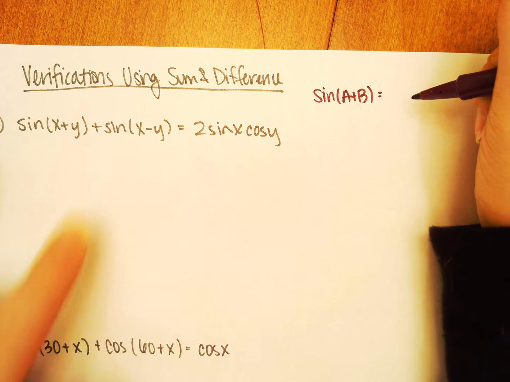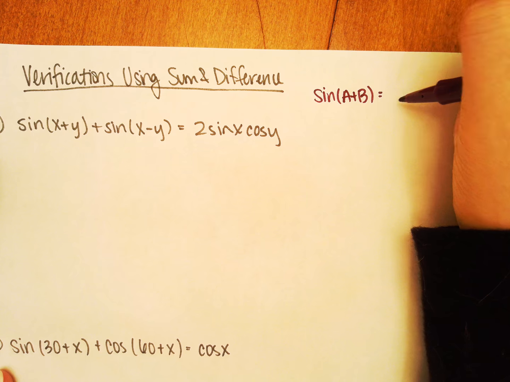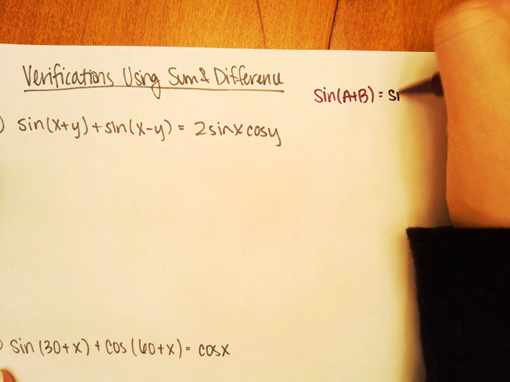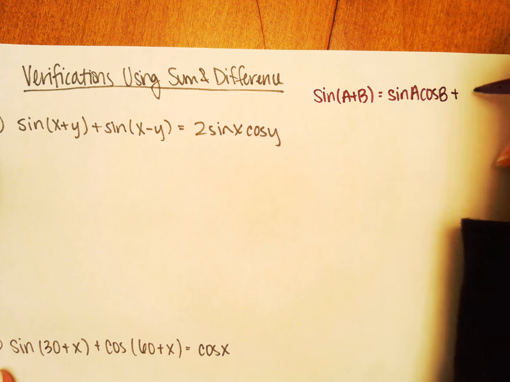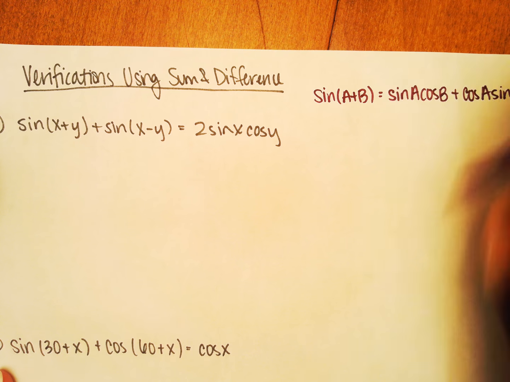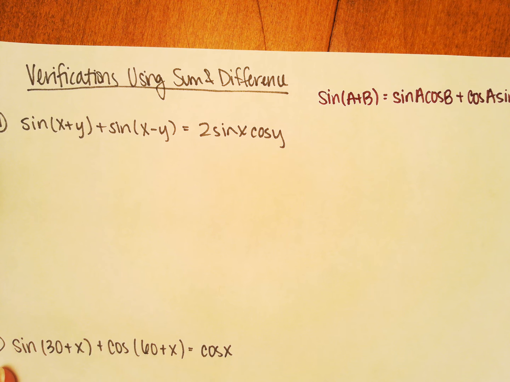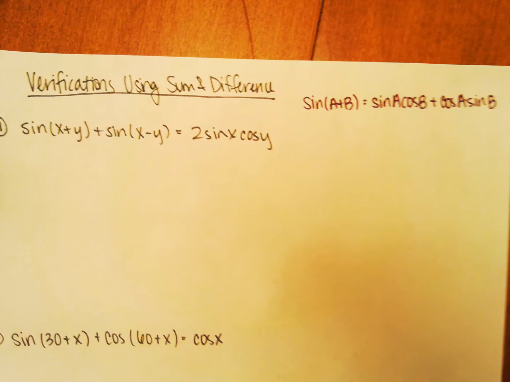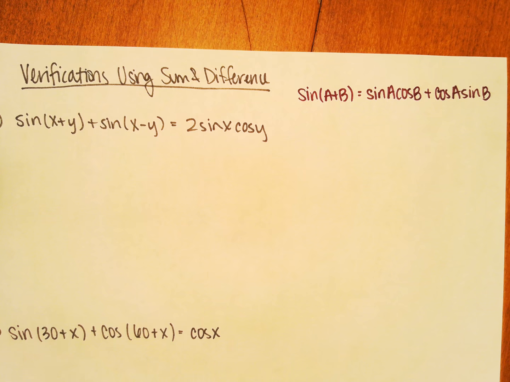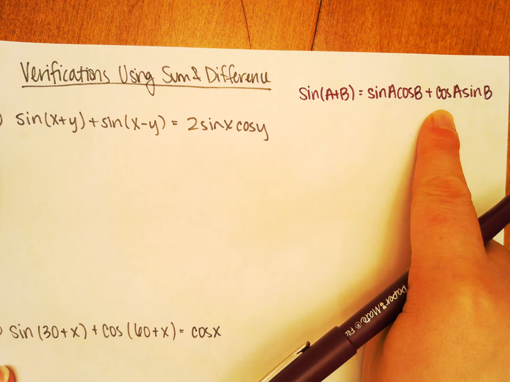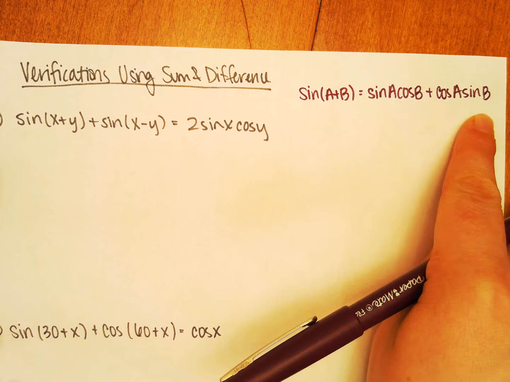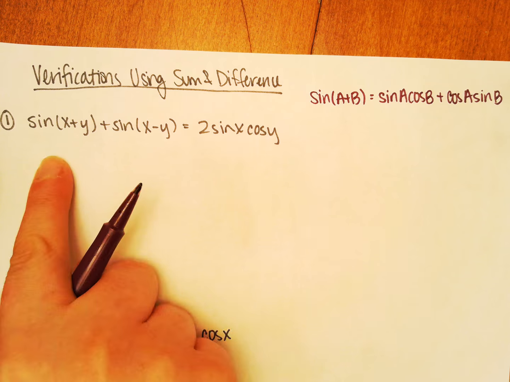The sine sum is: the sine of a plus b is the sine of a cosine b plus the cosine of a times the sine of b. And the difference is the same thing, except we just have a minus here. So it's the sine a cosine b minus cosine a sine b. So what we're going to do is expand these things out.